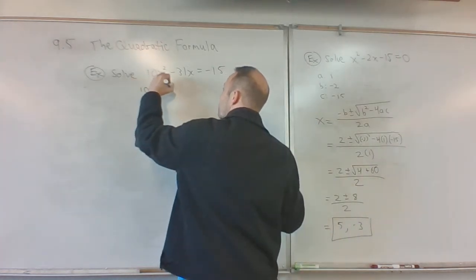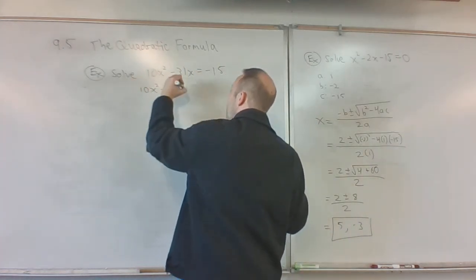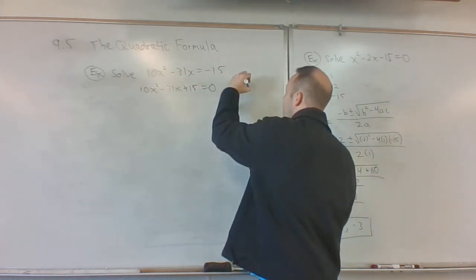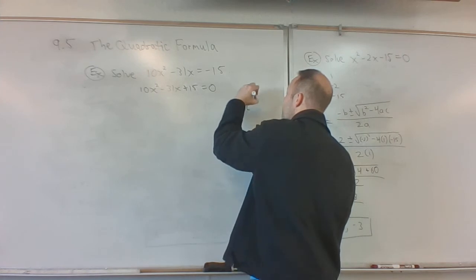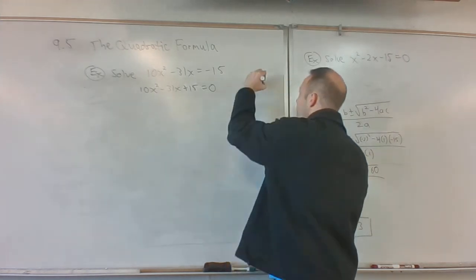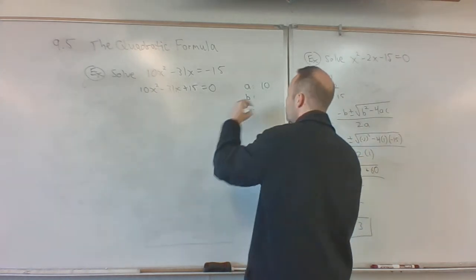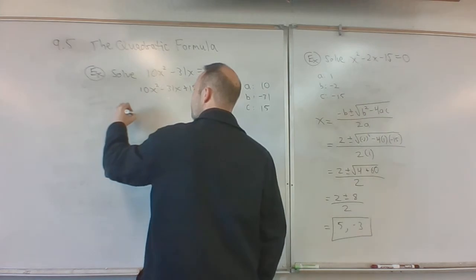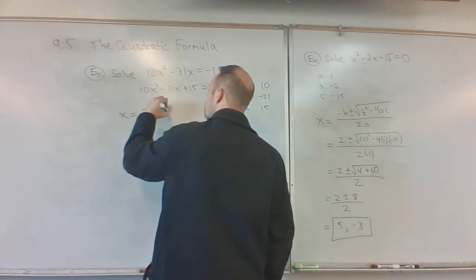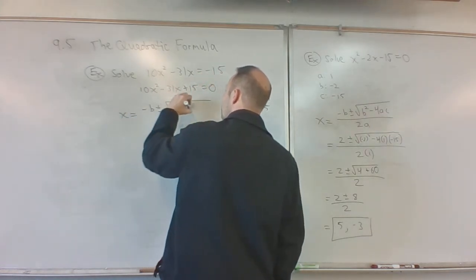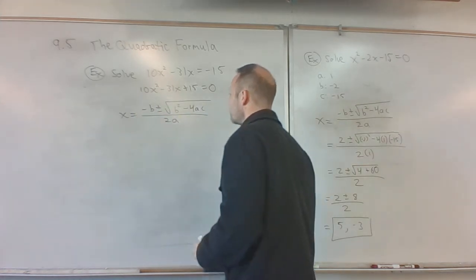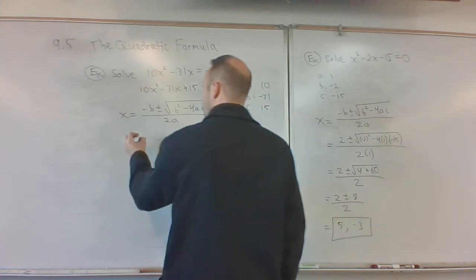10x squared minus 31x plus 15 equals 0. Now I'm in standard form. Now I can list what A, B, and C are. A is 10, B is -31, C is 15. Okay, my equation, x equals -b plus or minus the square root of b squared minus 4ac, all of that over 2a, and let's plug in what we know.